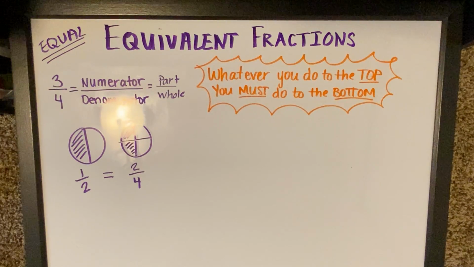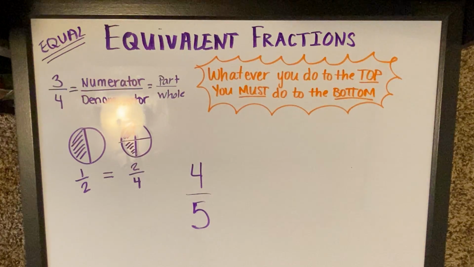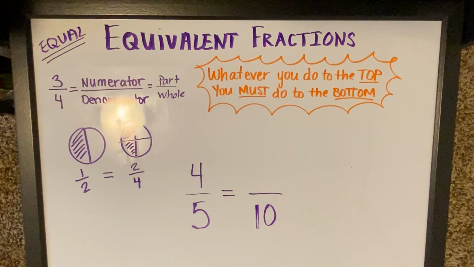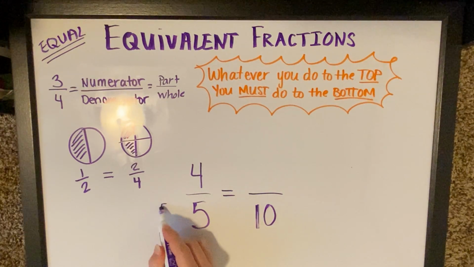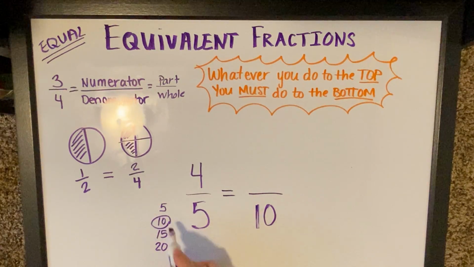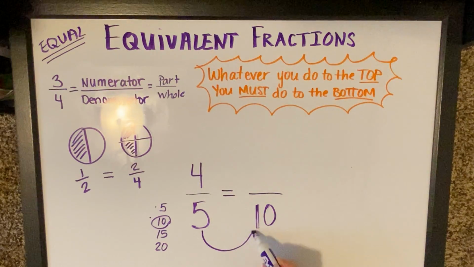In some cases, you are going to get a fraction such as 4/5, and it will ask you to find a fraction that is equivalent with a denominator of 10. Well, first I have to ask myself if I can get 5 to 10. If I'm not sure about that, I can list my multiples of 5. 5, 10, 15, 20. I can get 5 to 10, and I do that by multiplying by 2. So 5 times 2 gives me 10.